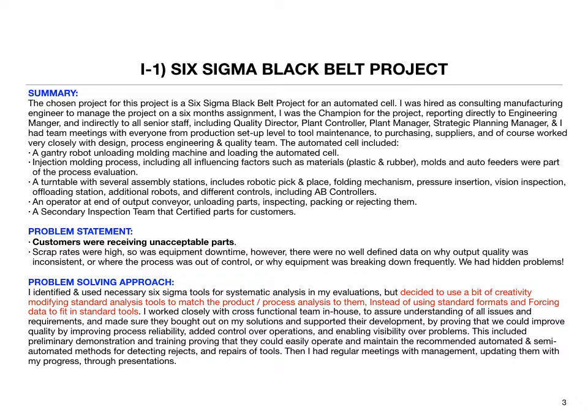A turntable with several assembly stations including robotic pick and place, folding mechanism, pressure insertion, vision inspection, offloading station, additional robots, and different controls including an Allen Bradley controller. An operator at the end of the output conveyor unloaded parts, inspecting, packing, or rejecting them. A secondary inspection team certified parts for customers.